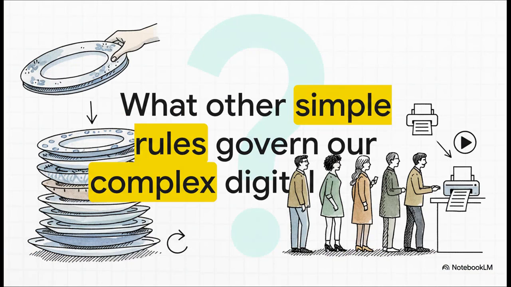And that leaves us with a pretty fascinating question to think about. If just reversing and preserving order can build so much of our digital world, what other simple, fundamental rules are hiding in plain sight, quietly making everything we do possible?